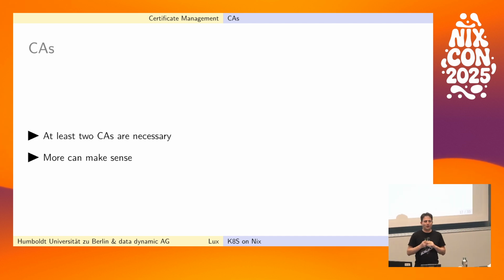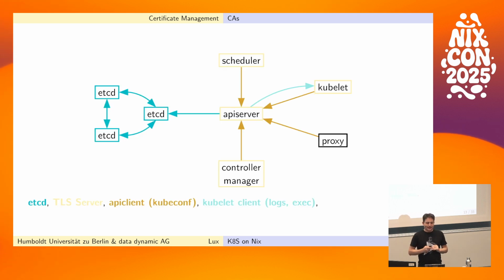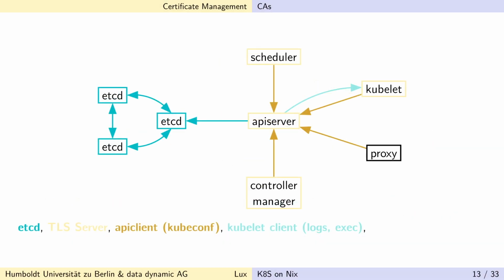So we need, for a working Kubernetes cluster, at least 2 certificate authorities or more. And yes, we need them. And no, using ACME is usually not a solution. So let's have a look at what needs certificates.